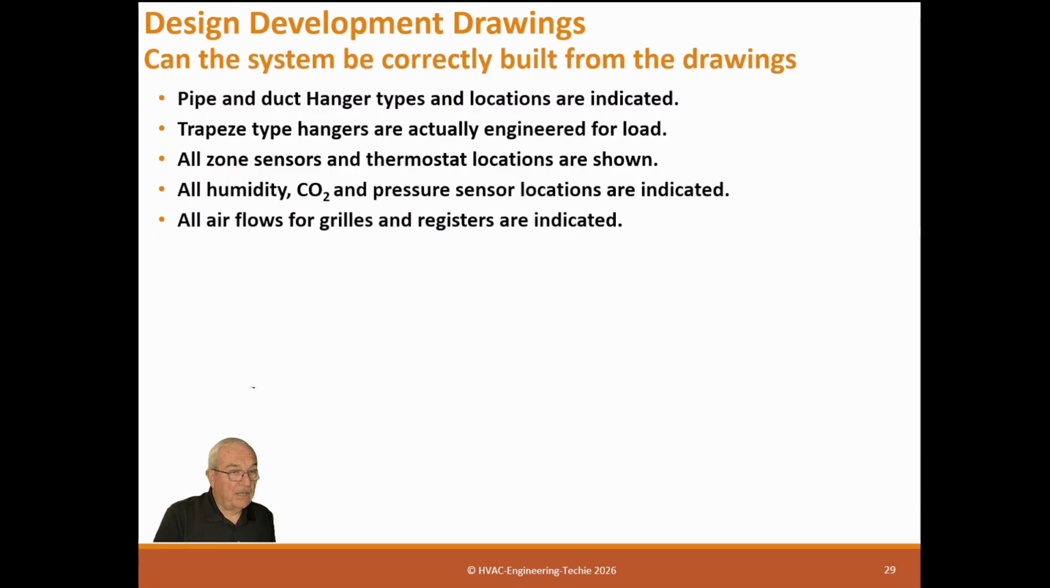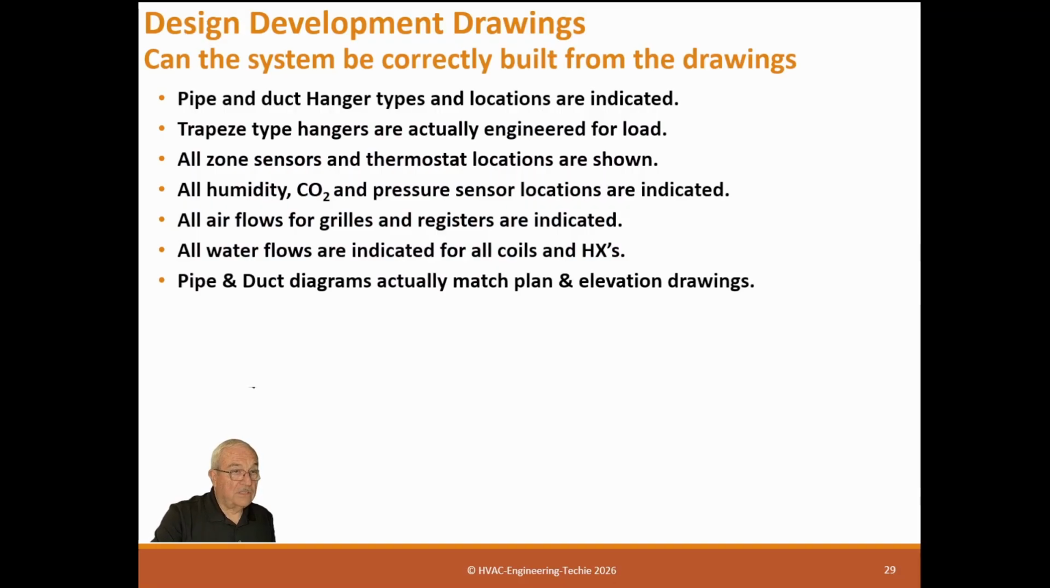All airflows and grills are registered and indicated. If you expect a balance contractor to balance it, it has to have a flow on it. If you have a job that has a lot of supply grills, a lot of return grills, and you anticipate that the balance guy has to balance the pressures in rooms, so he has to balance return grills, you need to have a CFM on it. Without a CFM, he assumes he doesn't have to balance it because it has no airflow. So that needs to be on there. All water flows are indicated for all coils and heat exchangers.